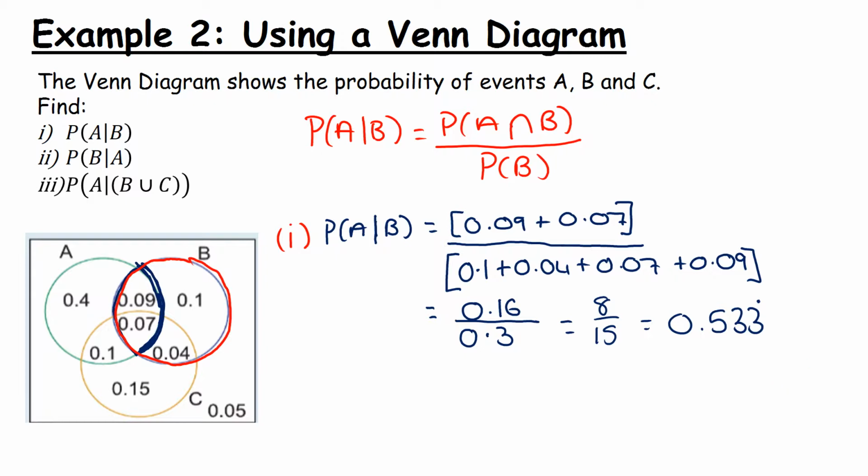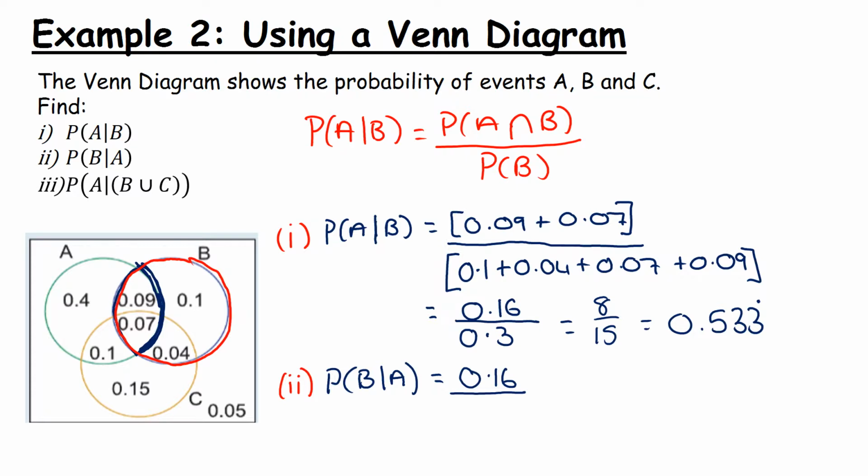So let's take a look at part 2 then. It asks us to do the opposite, and in the last example we already discovered that the probability of A given B and the probability of B given A are different. However, we did say that the probability of A and B happening is the same as the probability of B and A happening. We're still looking at the intersection of A and B, so this is 0.16 as it was in the last question.